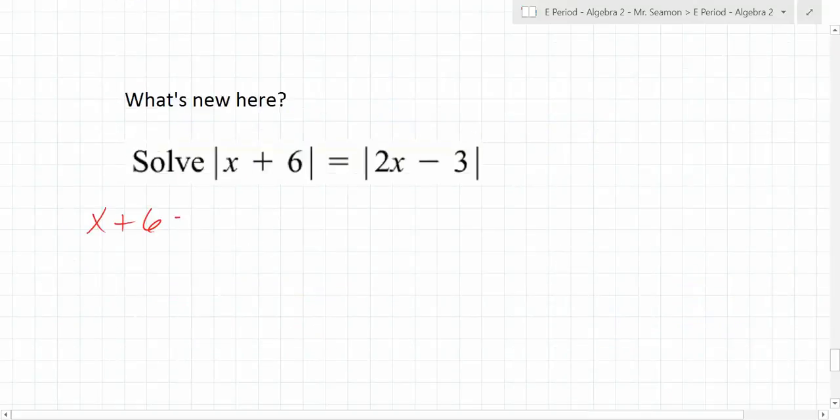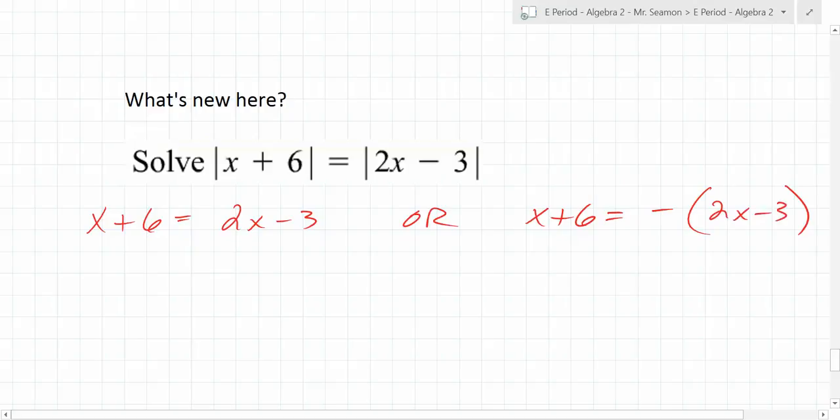x plus 6 is going to equal 2x minus 3, or x plus 6 is going to equal what? I'll give you a hint. The opposite of 2x minus 3. It would be -2x plus 3. Negative, because you multiply the whole thing by negative. Do you see this negative right here? So when you see an equals and an absolute value, you break it apart into 2 cases.